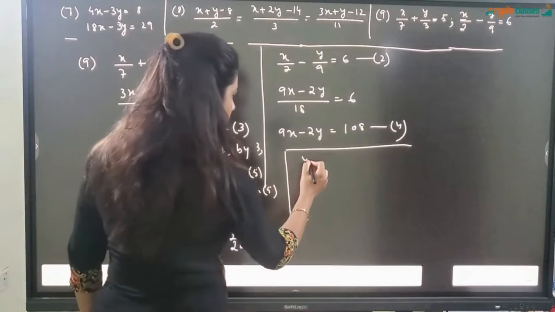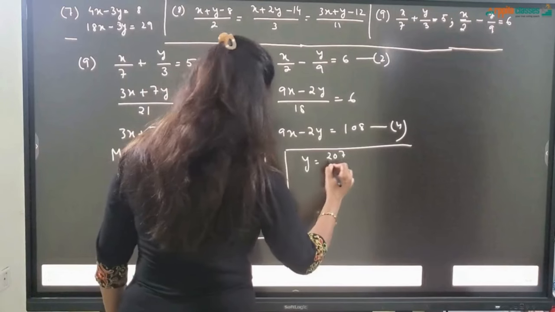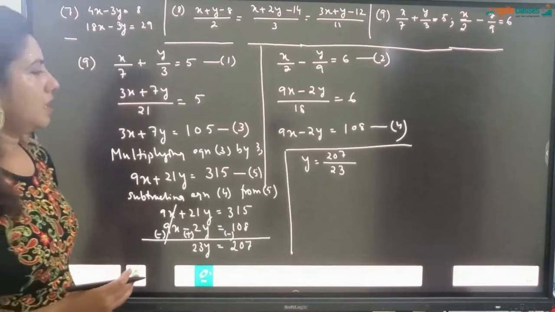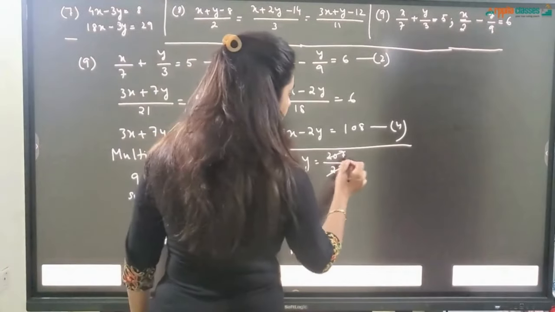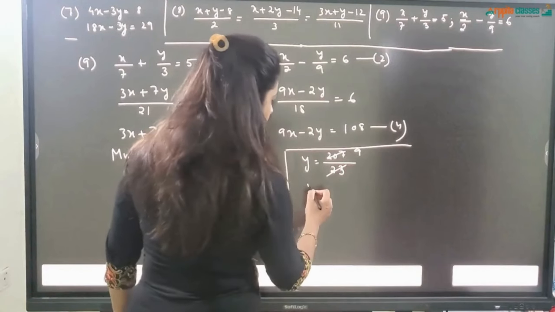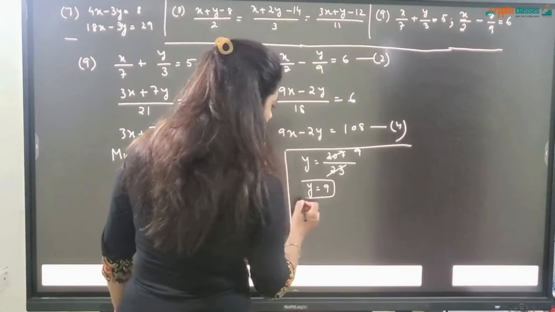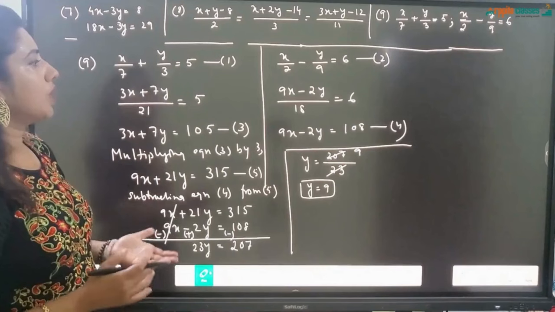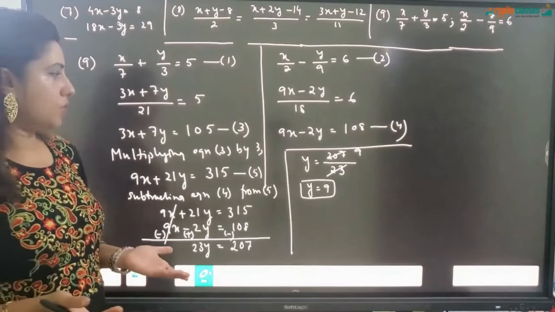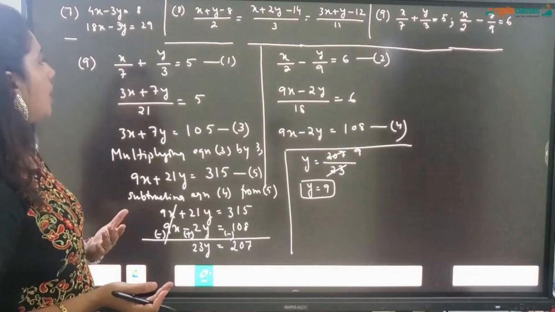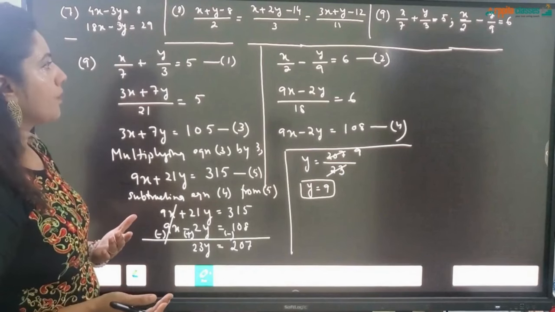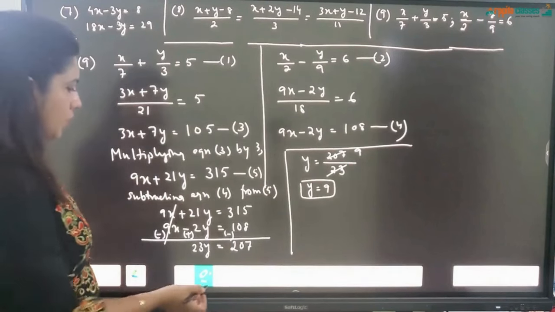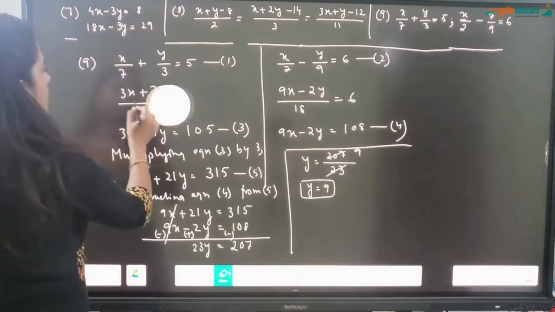Now, so y is equal to what? 207 upon 23. So this goes by 9. So y is equal to 9. Now after we get the value of y, we will put it in any of the equations 1, 2, 3, 4, 5 to get the value of x. Let us look for the smaller equation. I think the third equation is good. So we'll put it in equation number 3.